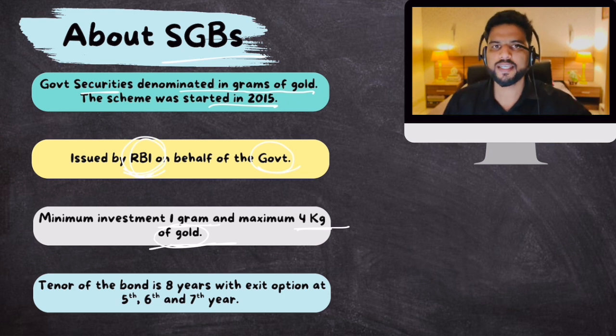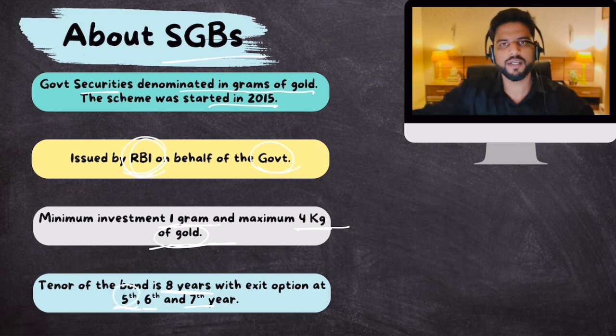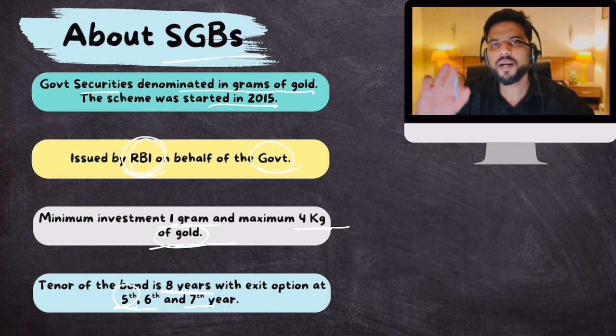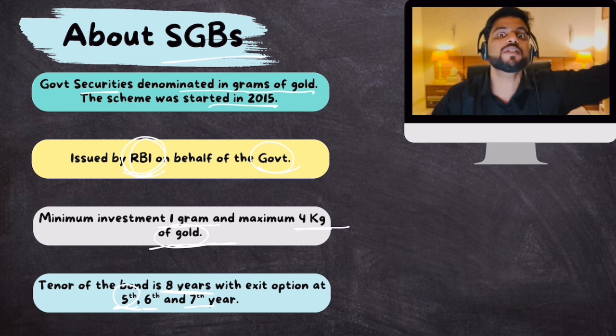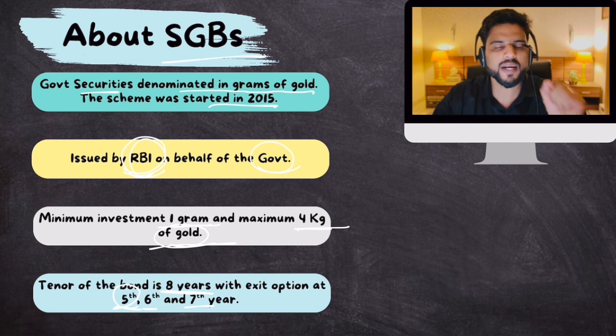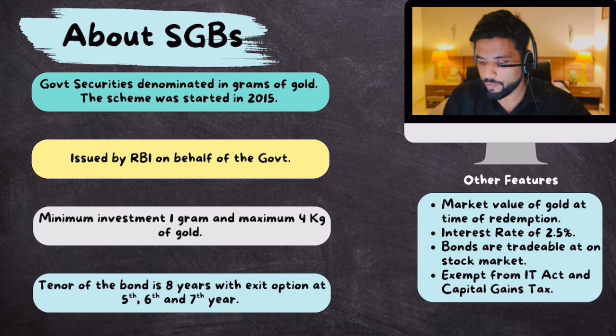Now the total tenure of this piece of paper is 8 years. But you have an option of exiting at 5th year, 6th year, 7th year. So you can go back to the government at 5th year and tell them, take this piece of paper and give me the current price of gold back. The government will do it. But now you will say, what if I want my money back just after 2 years? Then after 2 years, you can sell this piece of paper to some third person. But if you want this money back from government, then you can get it at 5th, 6th and 7th year. Clear?